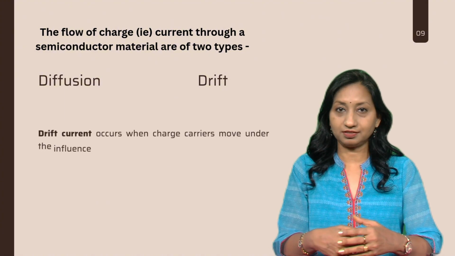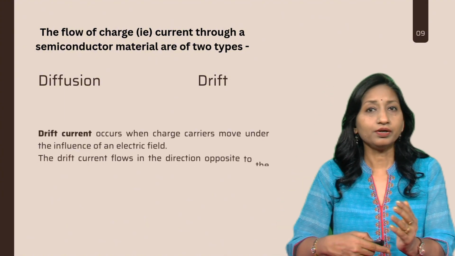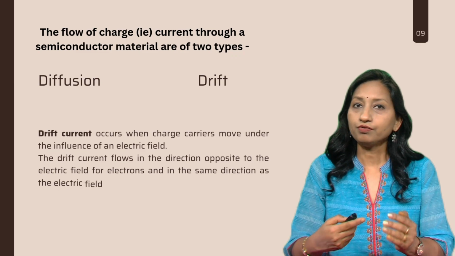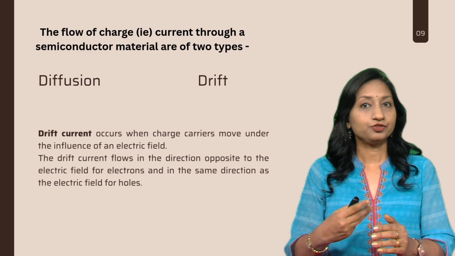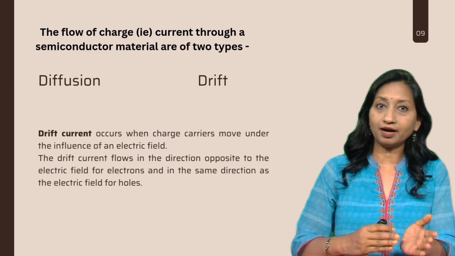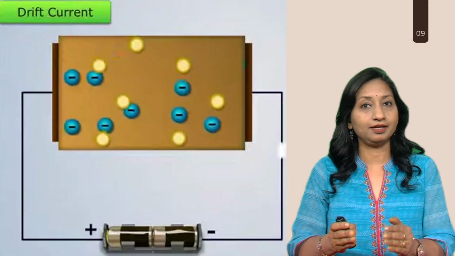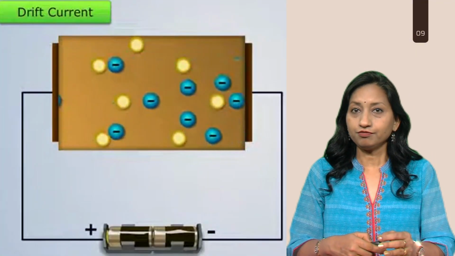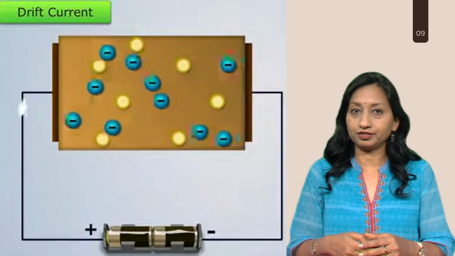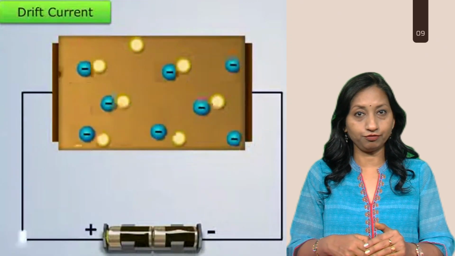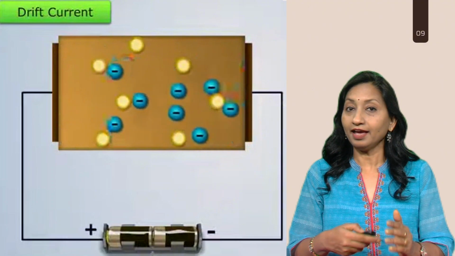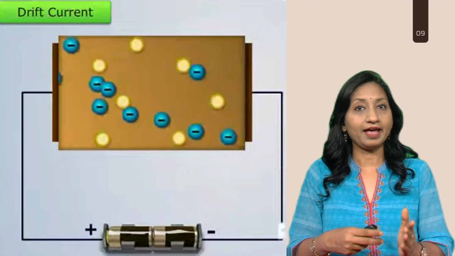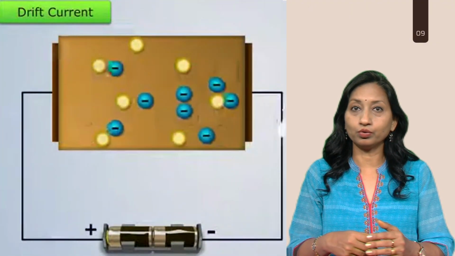We have already discussed about this diffusion. Now what is drift current? So drift current occurs when charge carriers move under the influence of an electric field. The drift current flows in the direction opposite to the electric field for electrons and in the same direction as the electric field for holes.